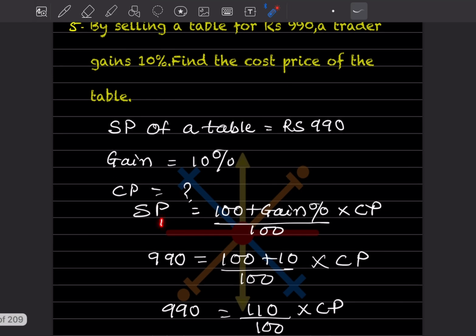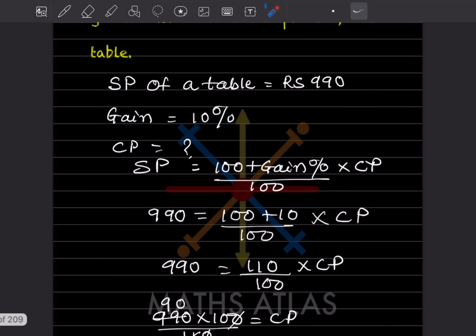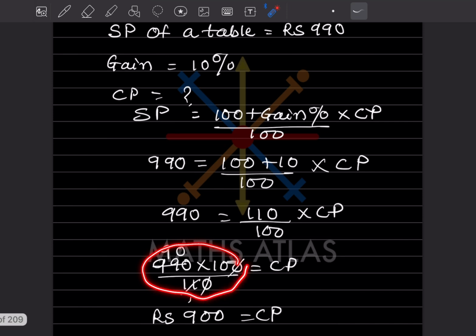Here the selling price is 990 given. This is 100 plus gain percent 10, divided by 100 into the cost price, which we don't know. So 990 equals 110 divided by 100 into the cost price. We take this to the other side, so it will be 990 into 100 divided by 110. That is the cost price.